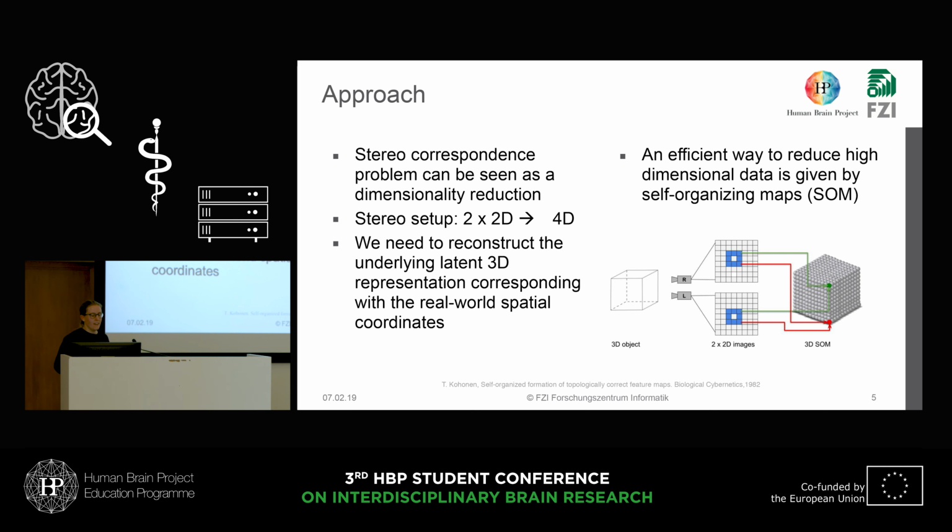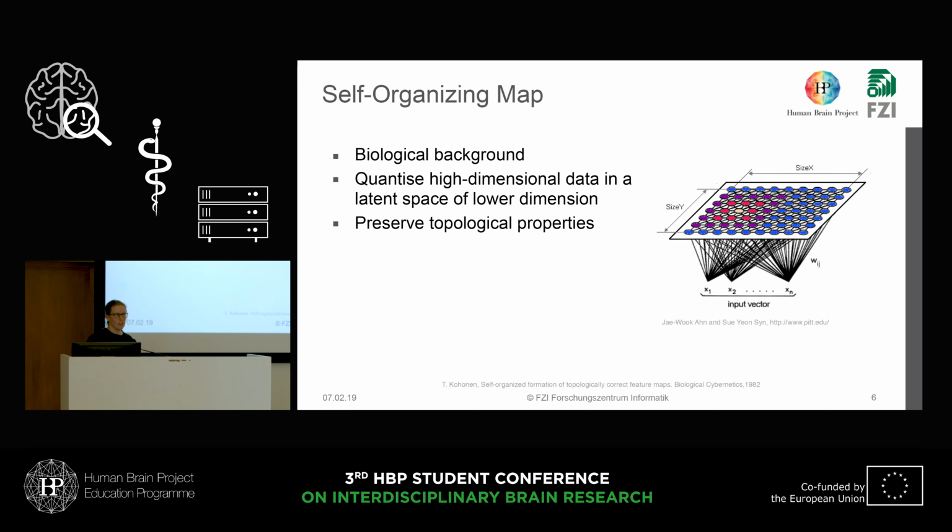An efficient way to reduce high-dimensional data is given by self-organizing maps. They were introduced by Kohonen. They have quite a biological background because of their topological structure, which is nice because we're doing biologically inspired vision here. They are an unsupervised way to quantize high-dimensional data in a latent space of a lower dimension. And what's really important for us, they preserve topological properties, so neighbors in the input data map to adjacent neurons in the output.